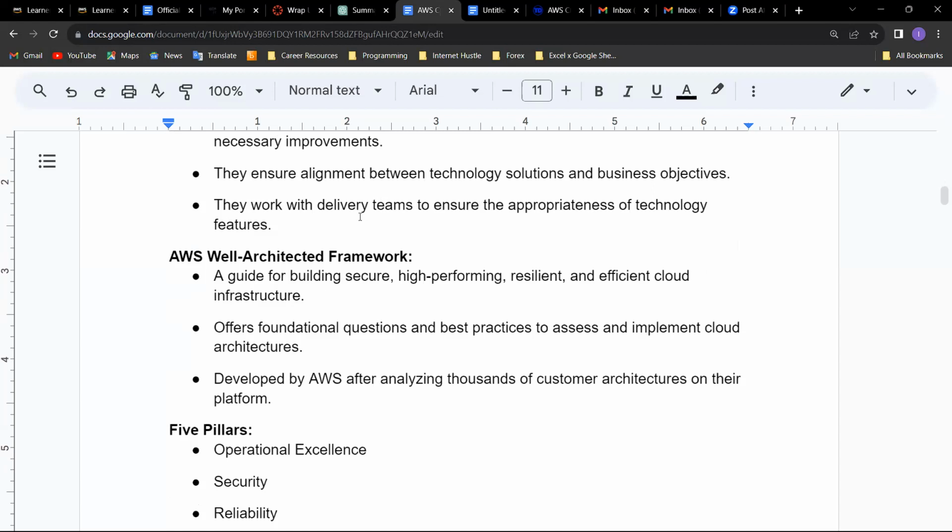Now we look at the AWS Well-Architected Framework. The Well-Architected Framework is a guide, right? That helps you architect cloud infrastructure. It helps you to build secure, high-performing, resilient, and efficient cloud infrastructure, right? And it offers some foundational questions and best practices to assess and implement cloud architecture.